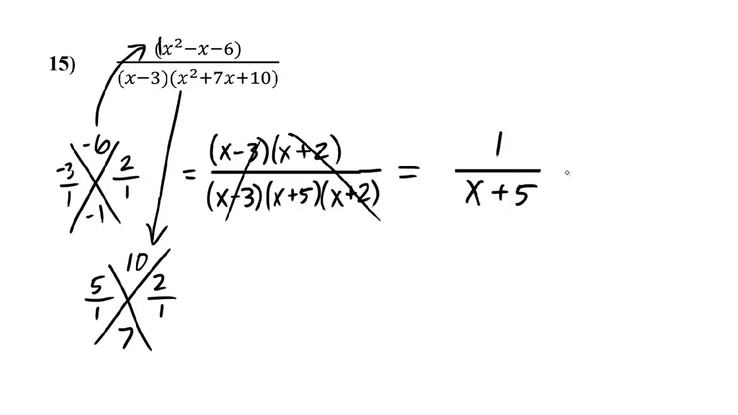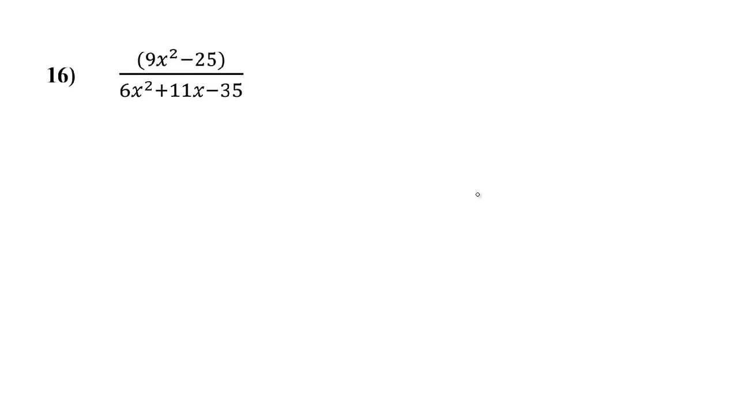Alright, after we do that, we just state our restrictions. So x can't be, first off, 3, okay, that would make that term 0. It can't be negative 5, and it cannot be negative 2. Any of those numbers would make this whole bottom 0, the whole denominator, and you cannot divide by 0. Okay, moving down to 16.